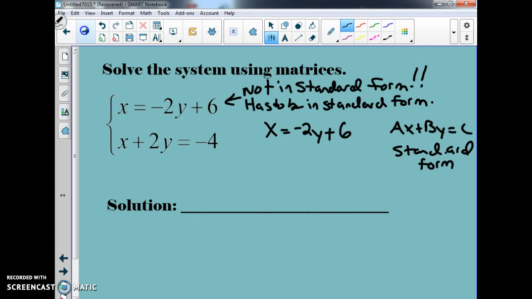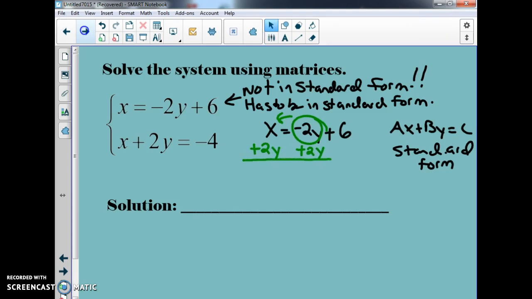So to get it in standard form, my x and y need to be on the same side. So I'm going to move this over here. The way I move it over here is adding 2y to both sides. I cannot combine x and 2y because they have different variables. So I'm going to end up with x plus 2y is equal to 6.